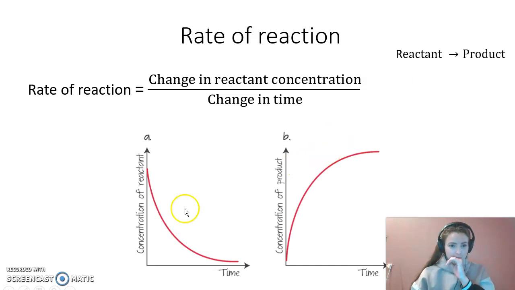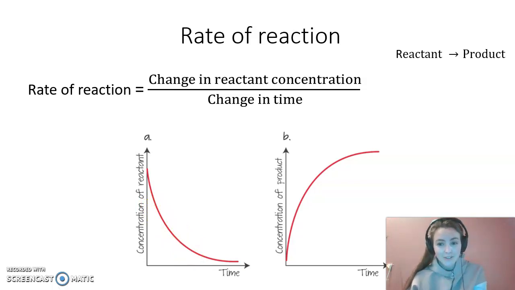So we can have a look. The first one is concentration of reactant on the y-axis and time on the x-axis. We see that we start with quite a lot of the reactant. And when we start the reaction, it starts to happen. The concentration of the reactant decreases quite fast. At this point down here, we don't have much reactant left. So the reaction starts to slow down. It doesn't go so fast anymore.